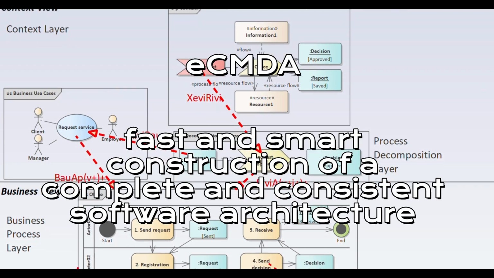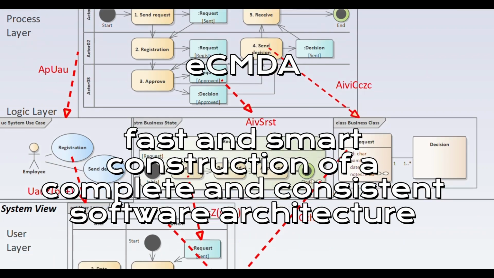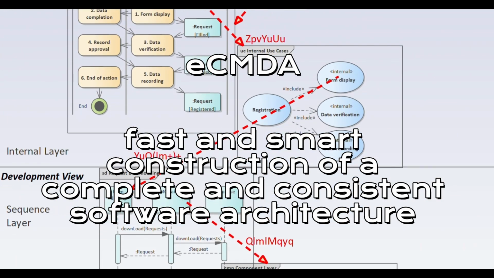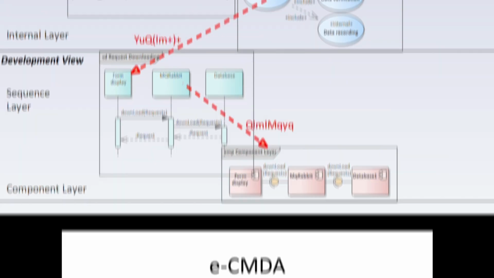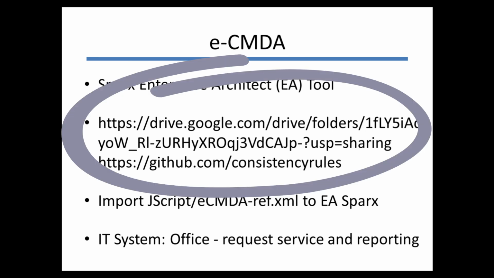Hello. Today, we'd like to present how you can quickly and smartly build a complete and consistent software architecture for an IT system using so-called composite consistency rules. We'll build the software architecture using a script in Sparx's Enterprise Architect tool. On the Google Drive, there's information about diagram types, their elements, and simple and composite consistency rules.